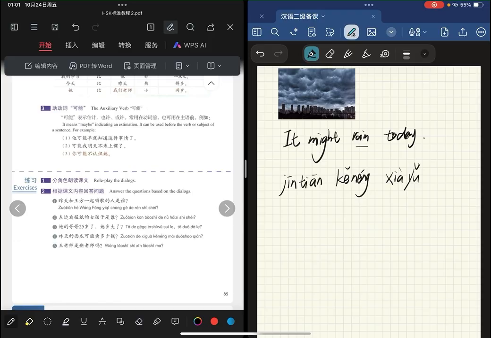今天可能, okay. So the action hasn't happened yet, right? So we add 会. It means will. 今天可能会下雨. 今天可能会下雨. Okay.